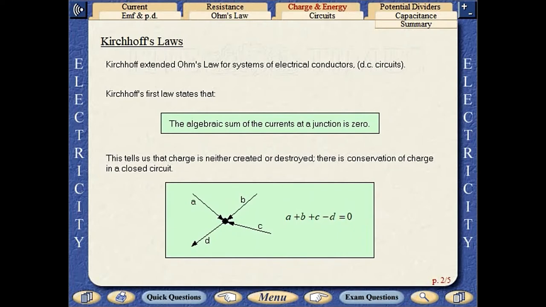Kirchhoff extended Ohm's law for systems of electrical conductors. Kirchhoff's first law states that the algebraic sum of the currents at a junction is zero. This tells us that charge is neither created nor destroyed. There is conservation of charge in a closed circuit.